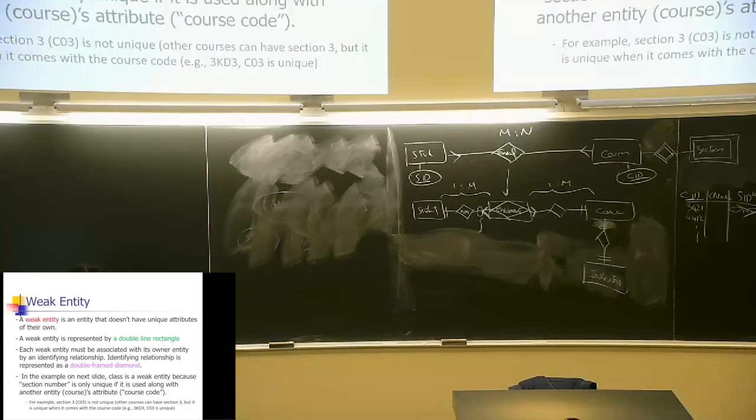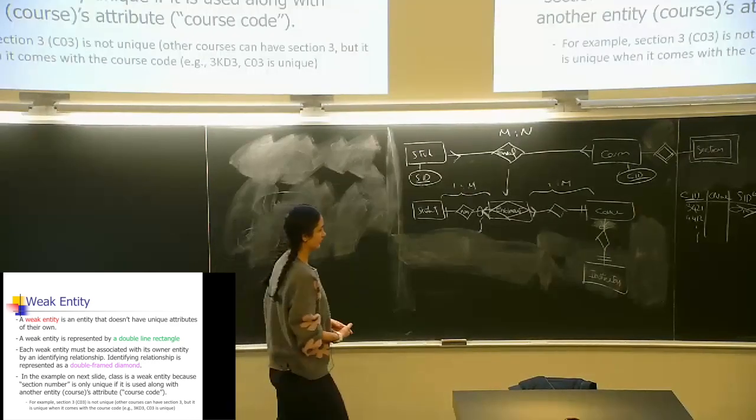So in the example on the next slide, class is a weak entity because section number is only unique if it is used along with another entity attribute, like course code. This is similar to what I mentioned here. If you just say section A, B, C, or section M, N, these sections alone do not represent anything. But if they are combined with their parent entity, then they have meaning. For example, ECS 3421 section M has a meaning.